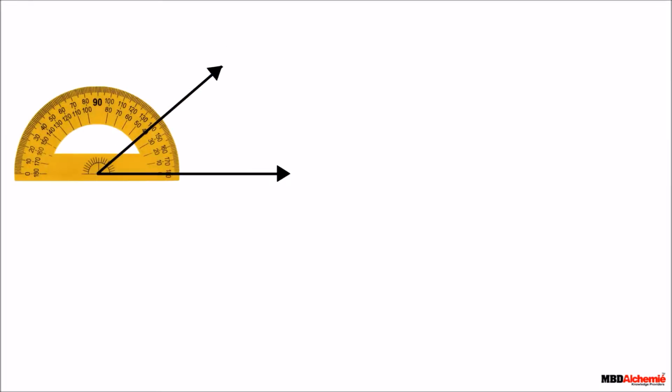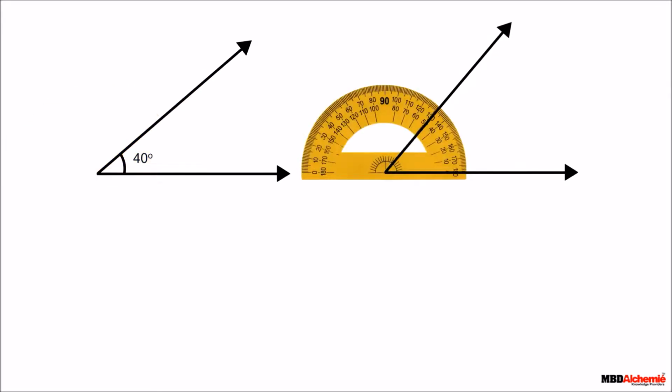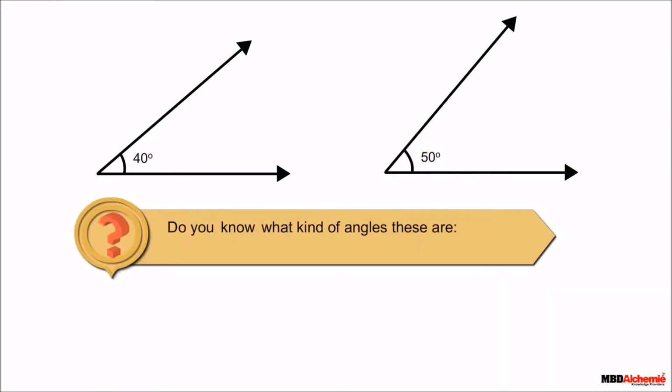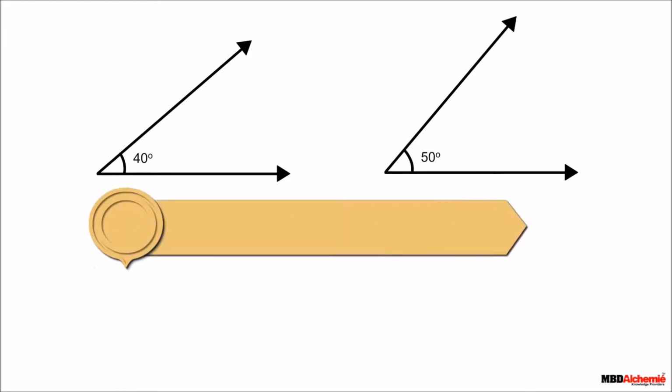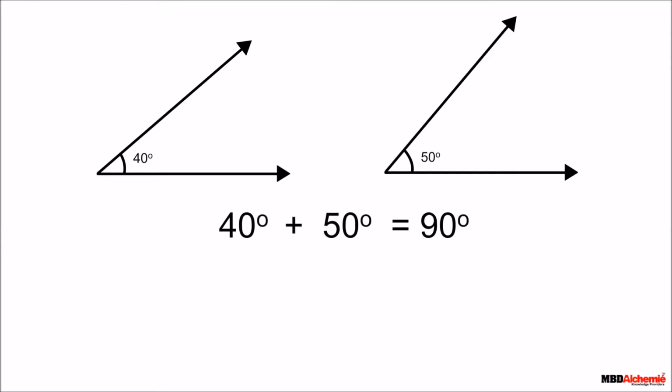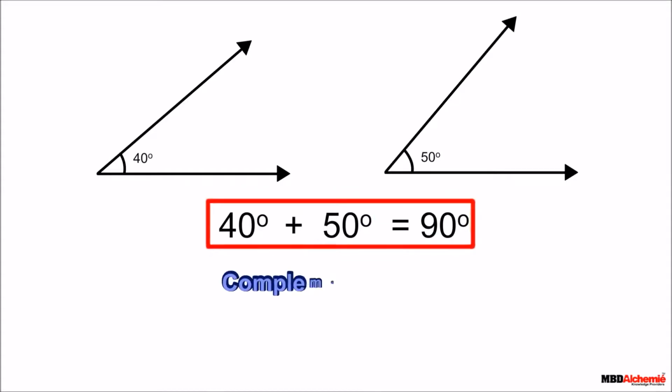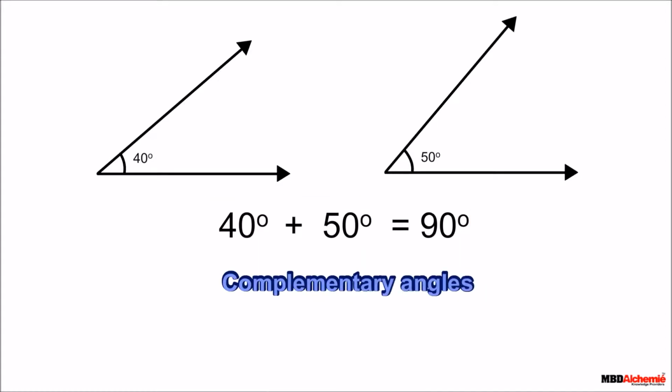Let's draw 2 angles that measure 40 degrees and 50 degrees. Do you know what kind of angles these are? Acute, obtuse, right or straight angle. Both of these angles are acute. What would be the sum of these 2 angles? The sum of the given angles is 90 degrees, and if the sum of the measure of 2 angles is 90 degrees, then the angles are called complementary angles.